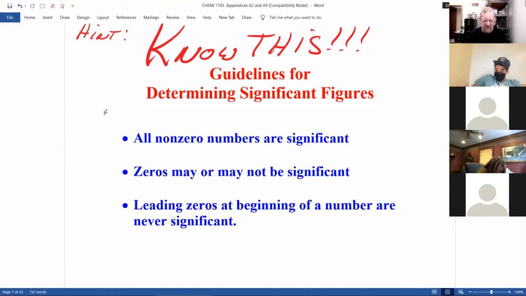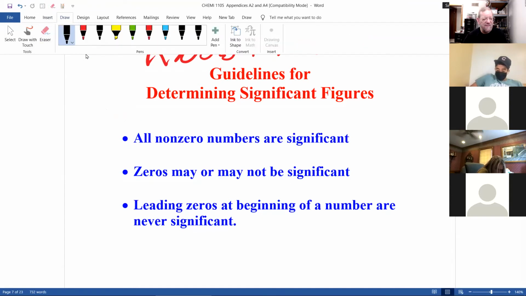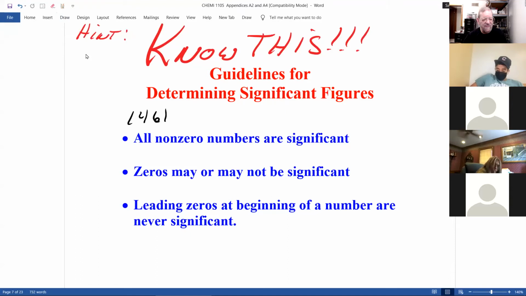All non-zero numbers are significant. So if I have a number like this, notice that number has all non-zero numbers. How many are there? Hopefully you all know how to count. And there's 1, 2, 3, 4. So this has 4 significant figures. And I'll abbreviate with SF. So all non-zero numbers are significant.